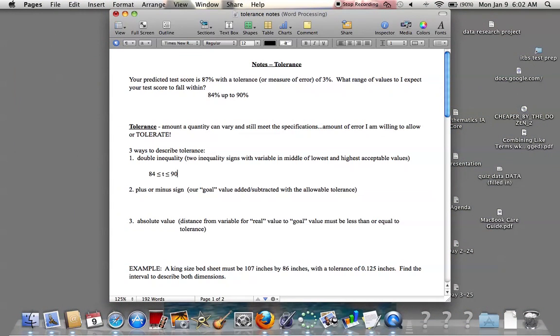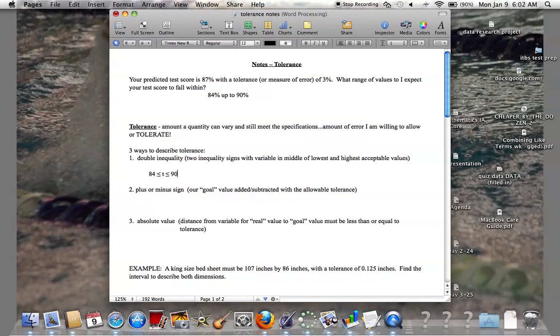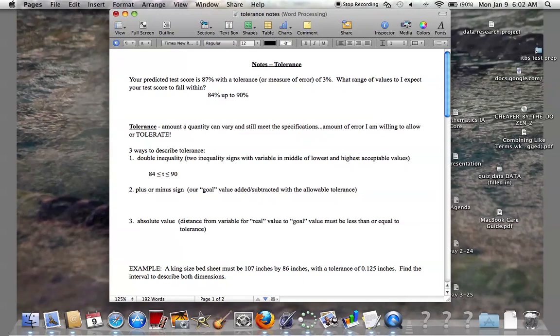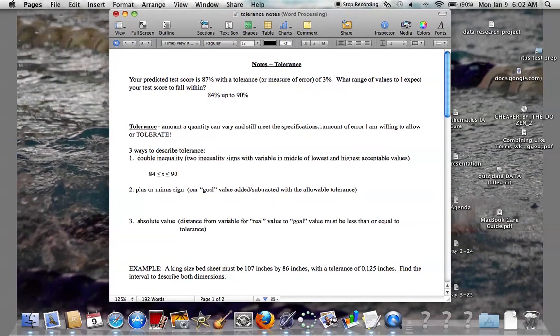And we're going to put 90 at the top. So that shows that our test score, whatever we get for T, will fall in between a low score of 84 and a high score of 90. That's called the double inequality.